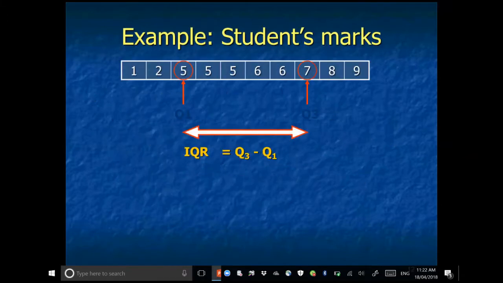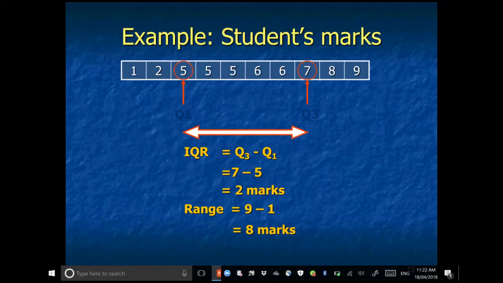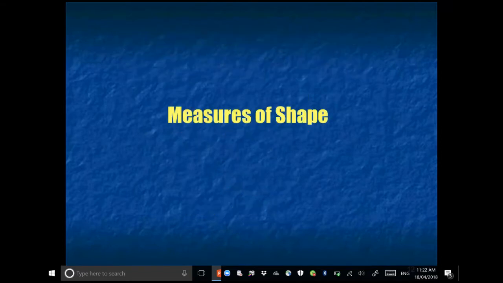And I've provided some examples here of interquartile ranges as well, where you identify the first quartile and third quartile and see what the difference is between them. All right, and so finally we move on to shapes of the distribution.